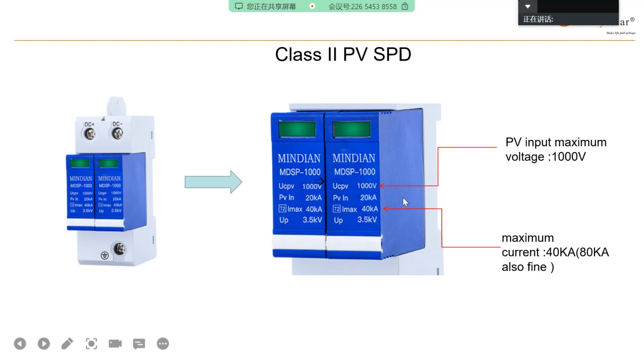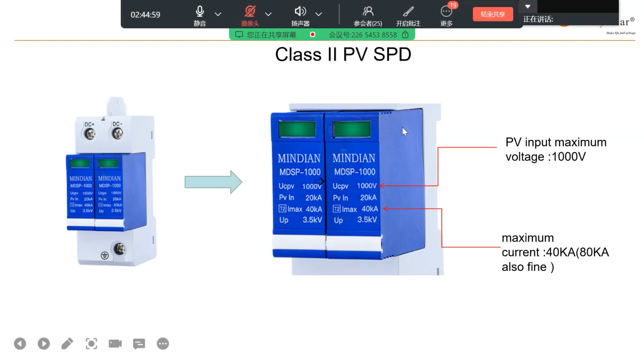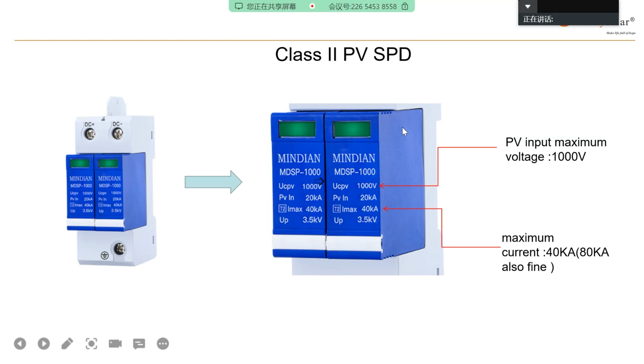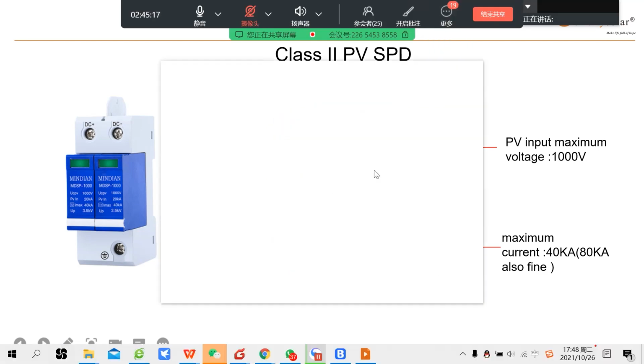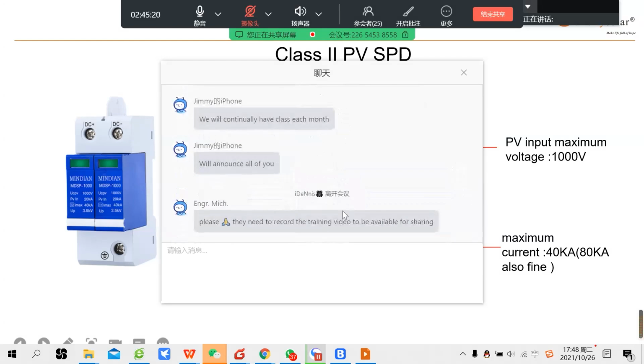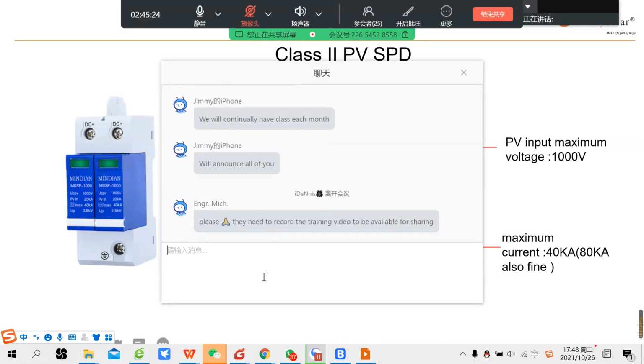Okay. So this is the solar panels introduction, installation, maintenance, and some of the common issues. Do you have any question about the panels? If you have any question, you can message here.